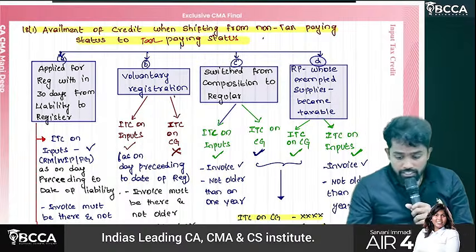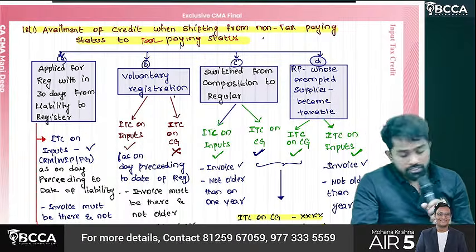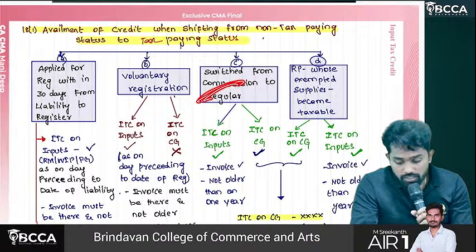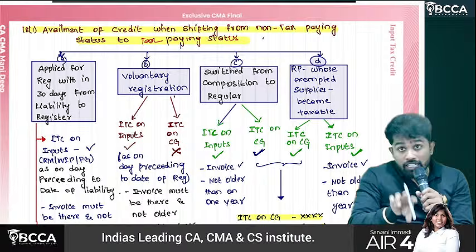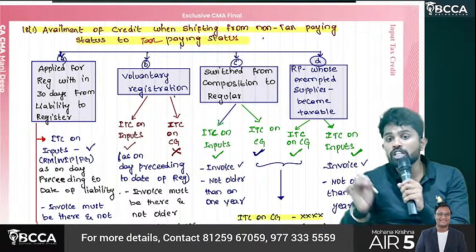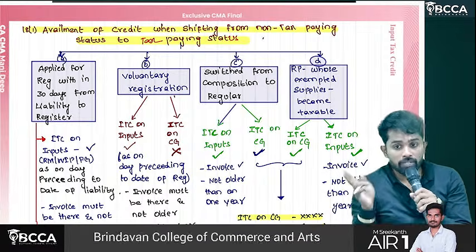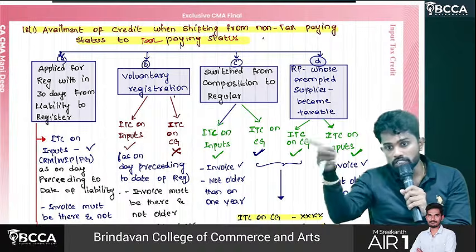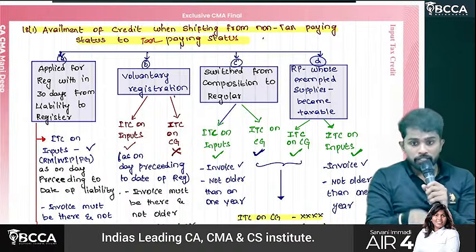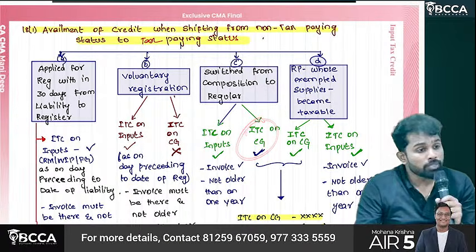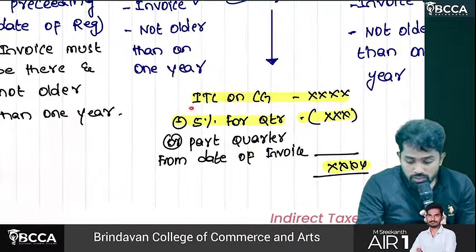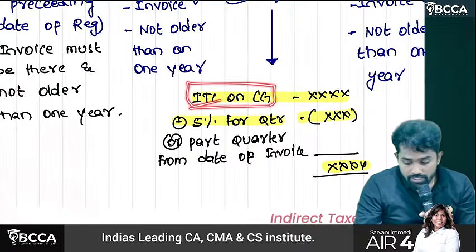But surprisingly here, when he switches from composition to regular, even on capital goods they can avail ITC. Unregistered to registered, only on inputs ITC can be availed. But when he is shifting from composition to regular, ITC is available on both inputs and capital goods. How much on capital goods? What is the total ITC on capital goods?